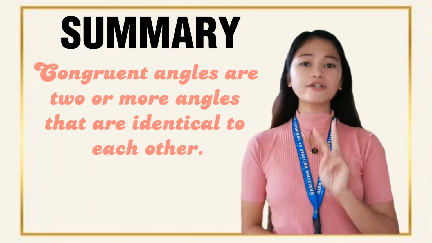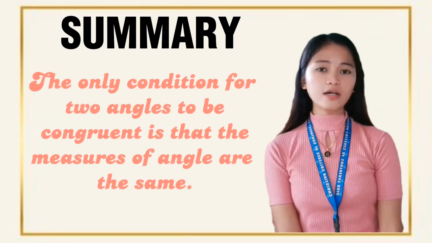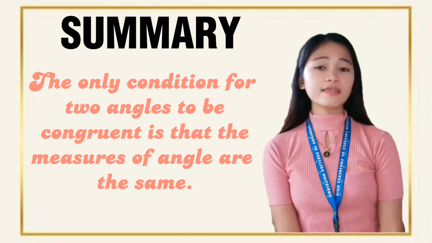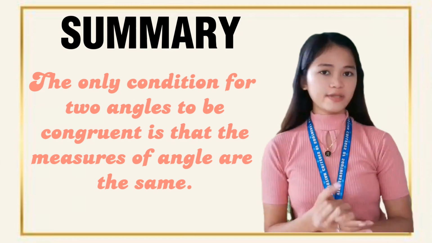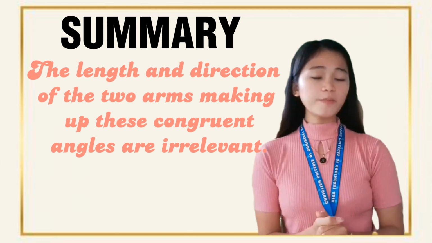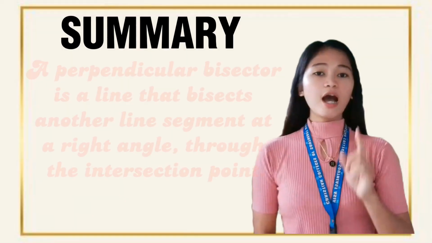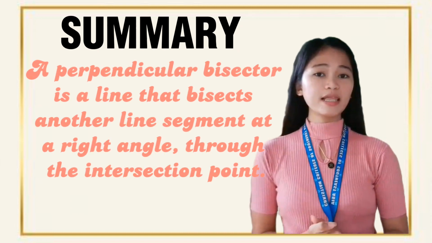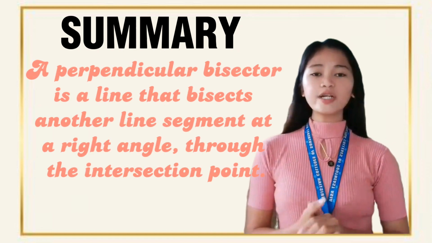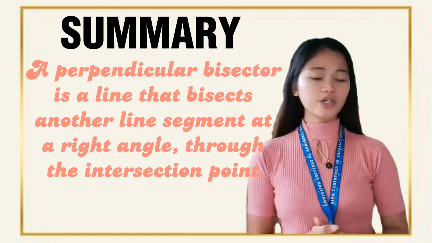Congruent angles are two or more angles that are identical to each other. The only condition for two angles to be congruent is that the measures of the angles are the same. The length and direction of the two arms making up these congruent angles are irrelevant. A perpendicular bisector is a line that bisects another line segment at a right angle through its intersection point.